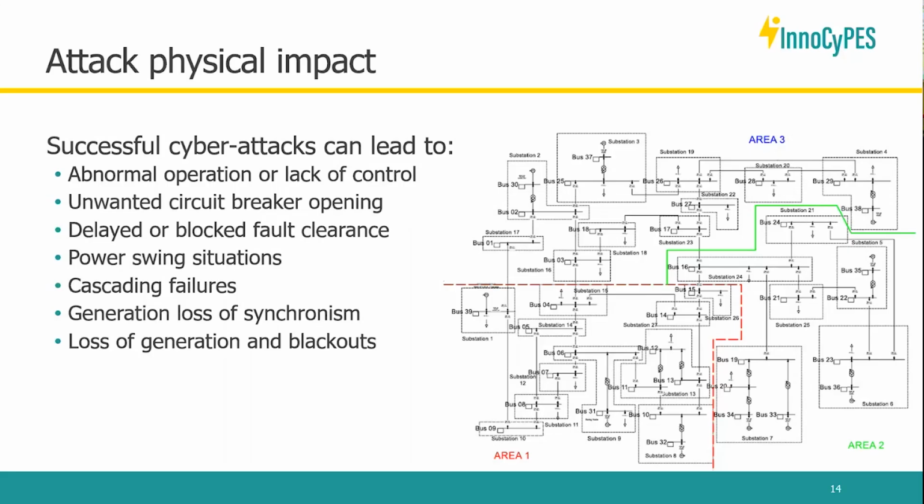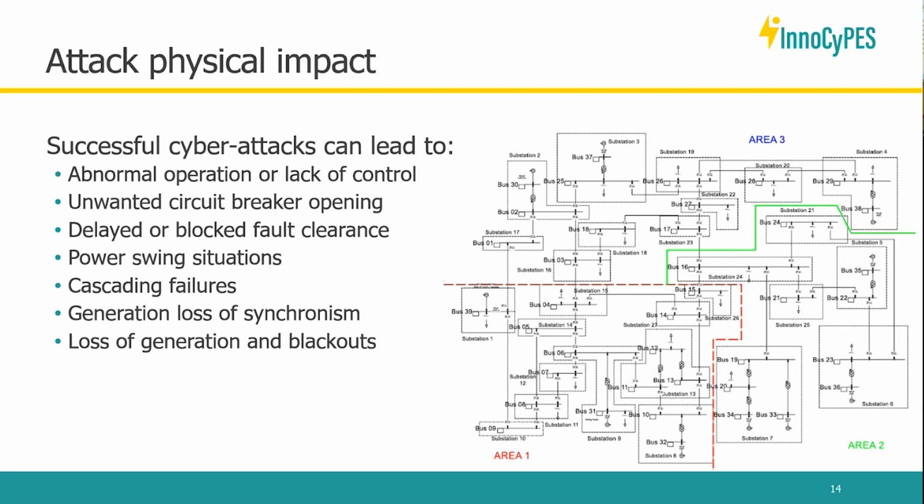So far, we've seen that this kind of cyber attack can potentially be performed. And we saw that we can use these cyber attacks to report false measurements or to open circuit breakers maliciously. But now we also want to focus on the actual physical impact of such a successful cyber attack. As we can see, cyber attacks can lead to circuit breaker opening, so it could lead to abnormal operation or lack of control in our electrical power grid.